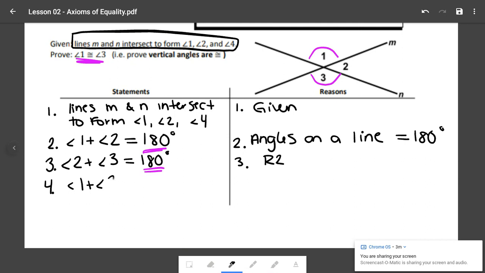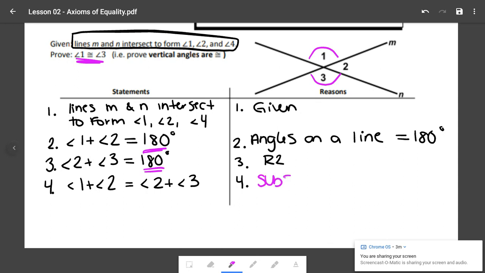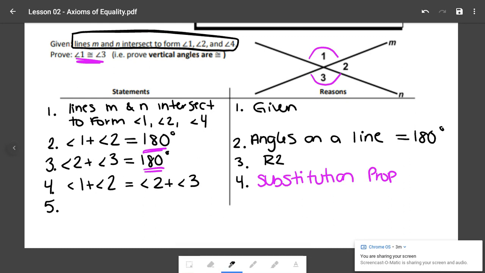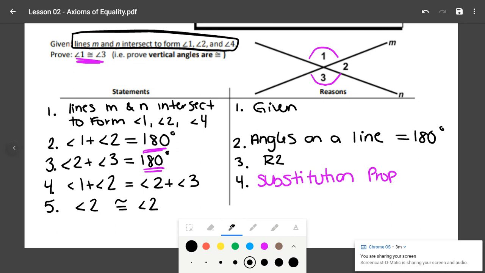So angle 1 plus angle 2 is equal to angle 2 plus angle 3. That's our new property. That's the substitution. Anything that equals the same thing can be set equal to each other as well. So if they both equal 180 degrees, we can set them equal to each other. Now that we know they're both equal to each other, one thing we should realize is that they both have this angle too. And I just put the congruent symbol in there. If you set it with equals for this one, that's okay.